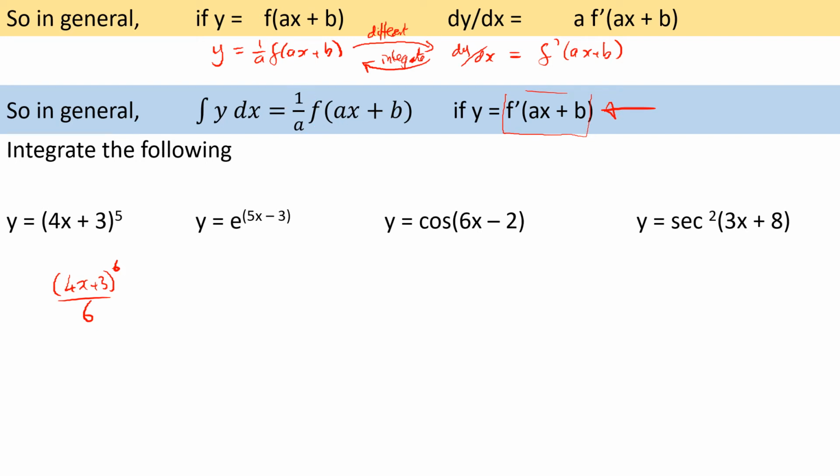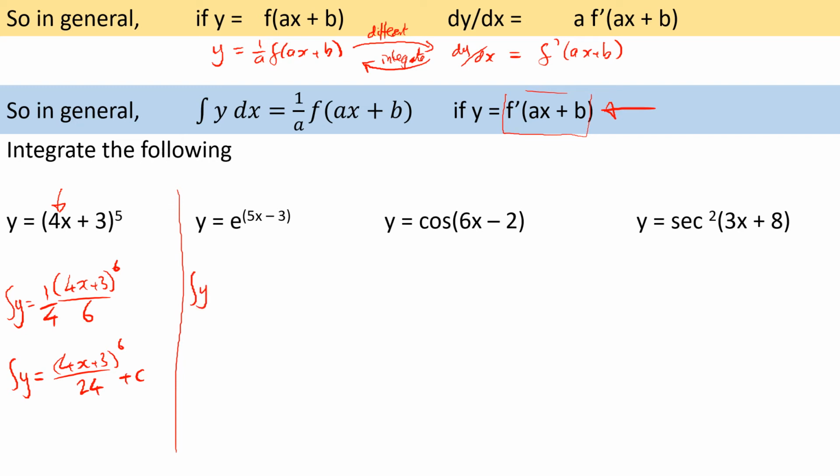So our a is equal to 4 in this case, so our integral of y is equal to 1 over 4 times the integral of a bracket to the 5. We could simplify that a little bit. We could say we've got 4x plus 3 to the 6 all over 24, and I guess we should really have a plus c on there. Okay, what about the second one?